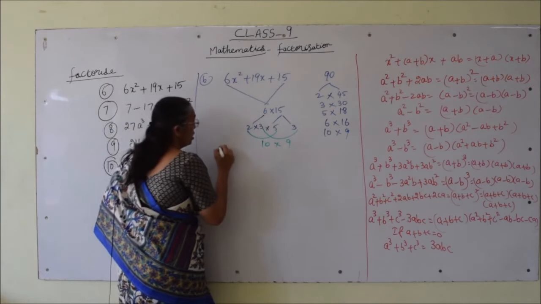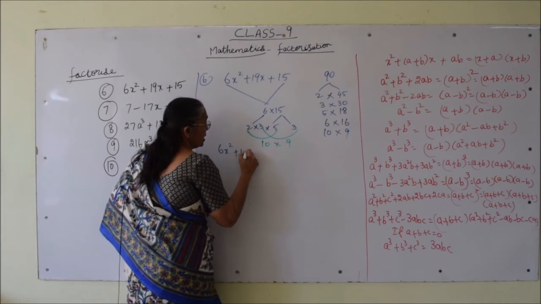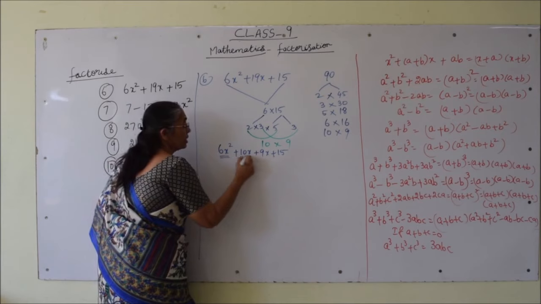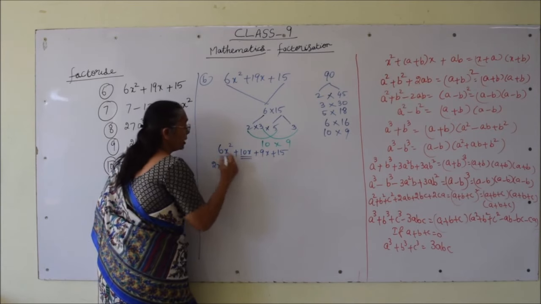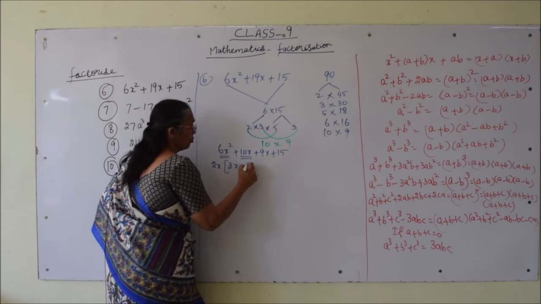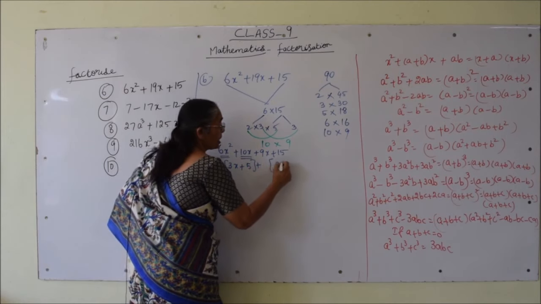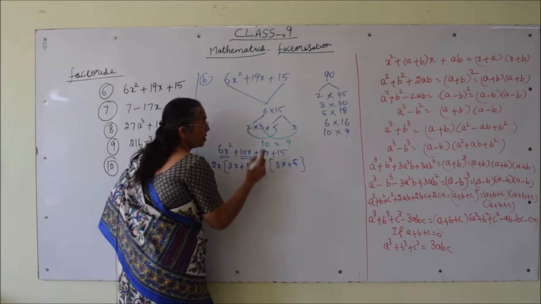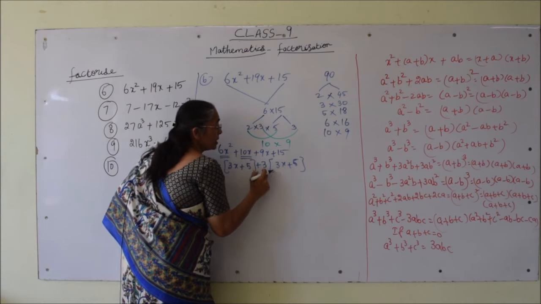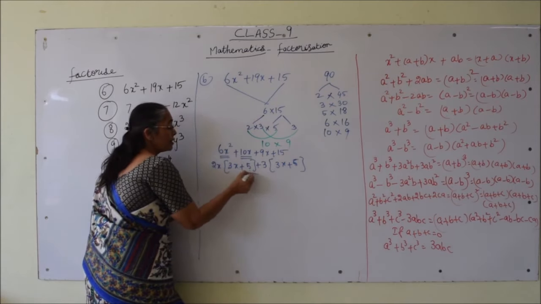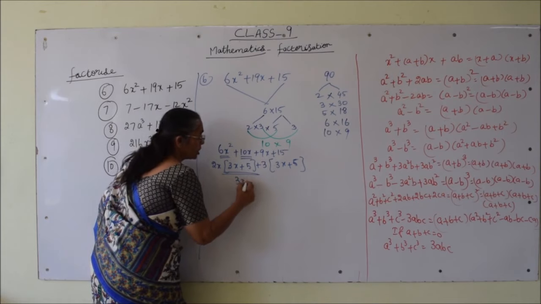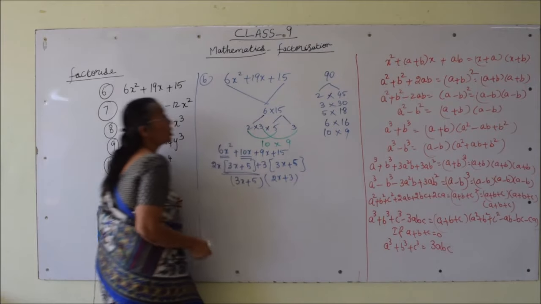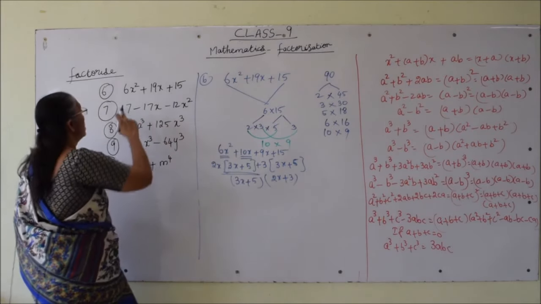So 6x square plus 10x plus 9x plus 15. Taking common outside, I can take 2x outside, so we will get 3x plus 5. We should try to get the same 3x plus 5 here so that I can take it common. Here I can take 3: 3 3s are 9x, 3 5s are 15. So this 3x plus 5 can be taken common outside. So 3x plus 5 of 2x plus 3. So we factorized the sixth one. Now, seventh problem.